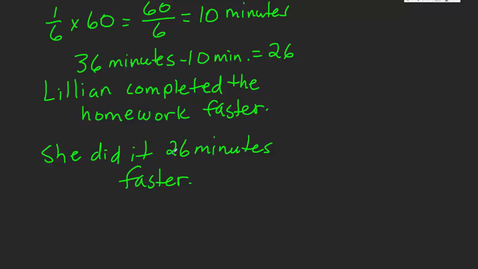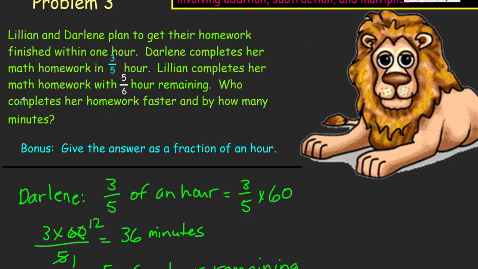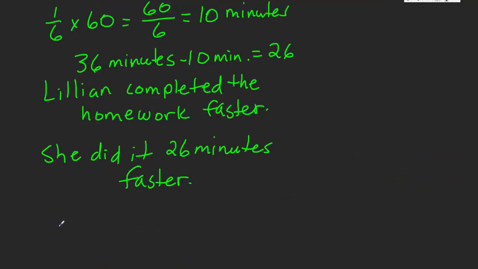Now they had a bonus. What was the bonus? The bonus was to give the answer as a fraction of an hour. I would do it this way. Since it's 26 minutes faster, that's like saying 26 minutes over 60 minutes. And now we're able to divide out common factors.